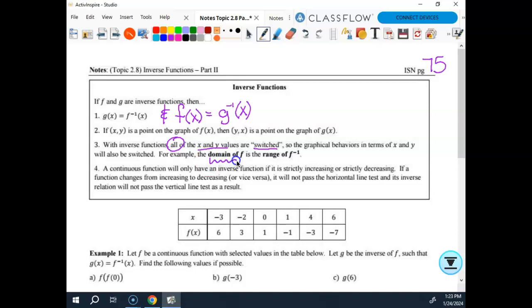The domain of f is the range of f inverse. X and y get switched. Domain represents x, range represents y, so we also just switch those entire things. Okay, it works the same way every time.